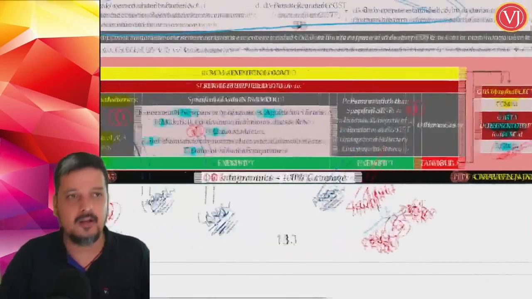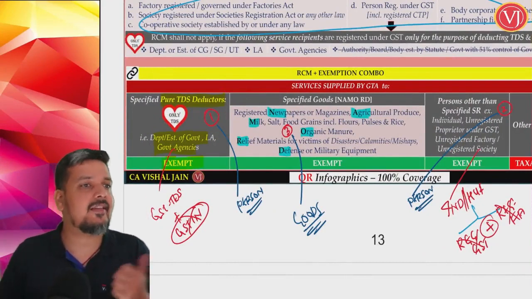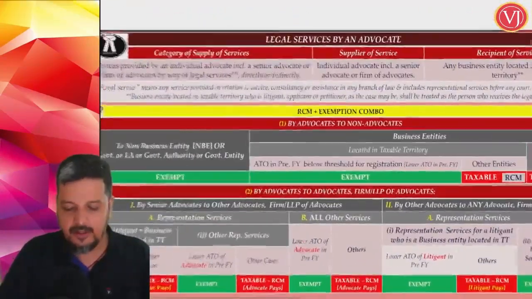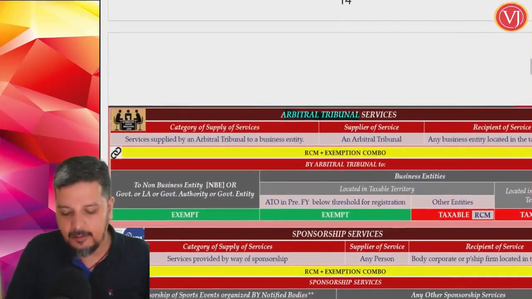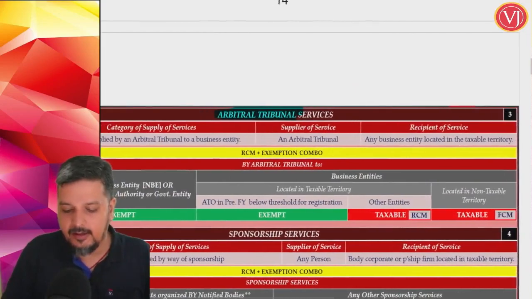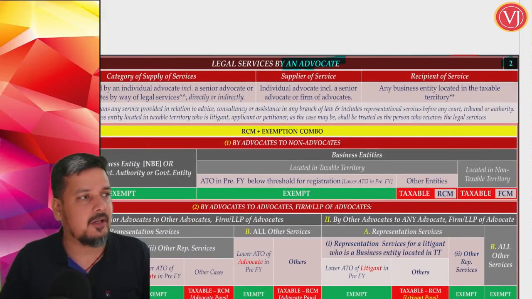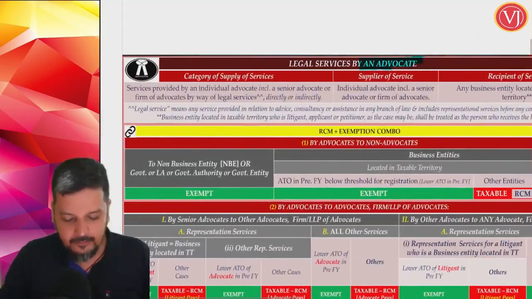Why will it not work? If it is exempted, don't break your head to decide whether it is RCM or FCM. Only if it is not exempted, then you will evaluate RCM or FCM. Next, we are talking about legal services by an advocate and legal services by an arbitral tribunal. We are mixing both advocate and arbitral tribunal, because a few things are actually very common.